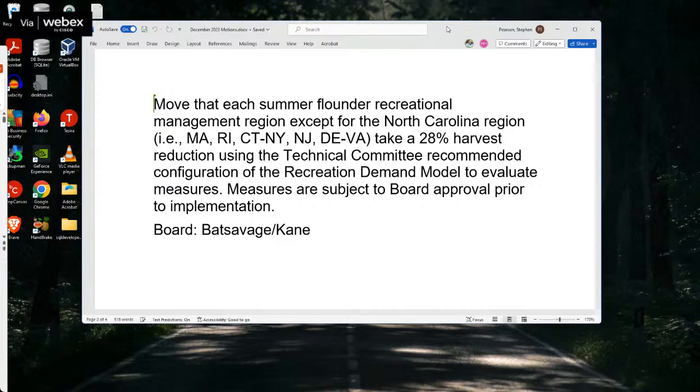So in other words, I think there's going to be some control in place for what we can do. It's already built into our Southern Flounder FMP, but my intent is not to jeopardize the coast's ability to meet this 28% reduction by exempting North Carolina from explicitly taking a reduction from our already short season. Thanks.